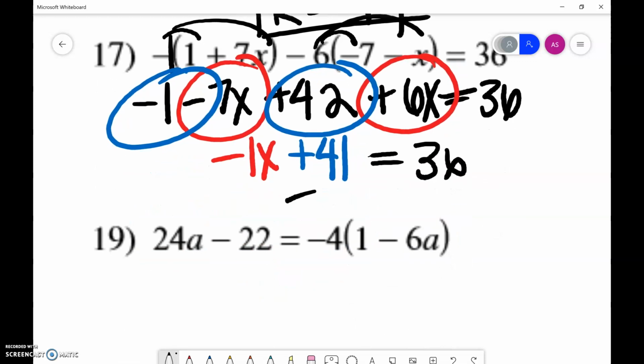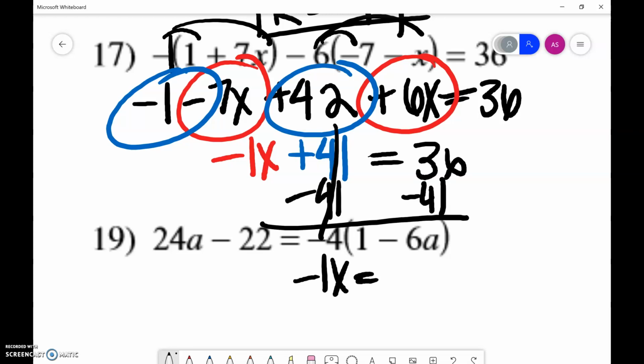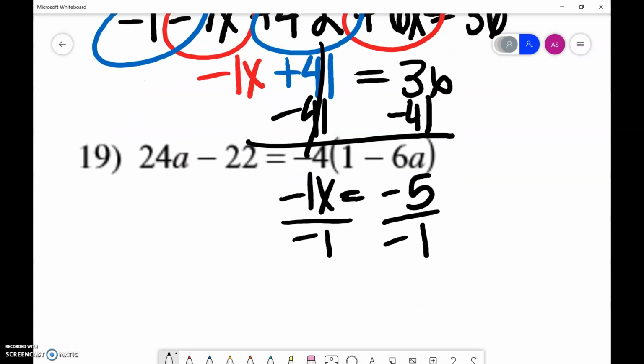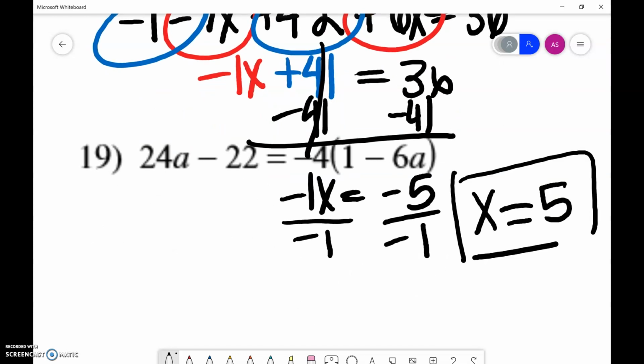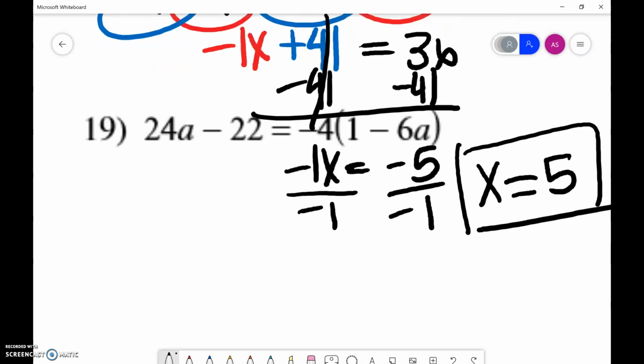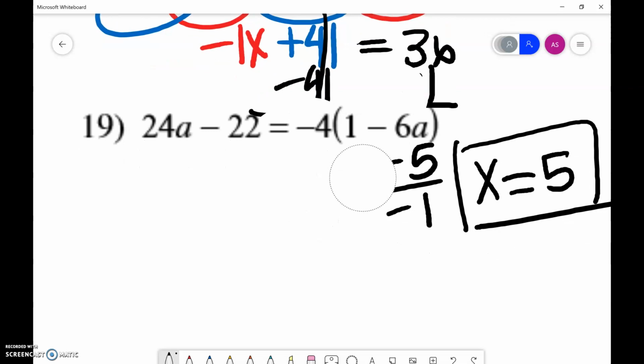Okay, then from here, I'm going to subtract 41. And then I have -1x equals -5. Then I'm going to divide by -1. And my final answer will be x equals +5. All right, last example. Okay, I'm going to go ahead and erase this.